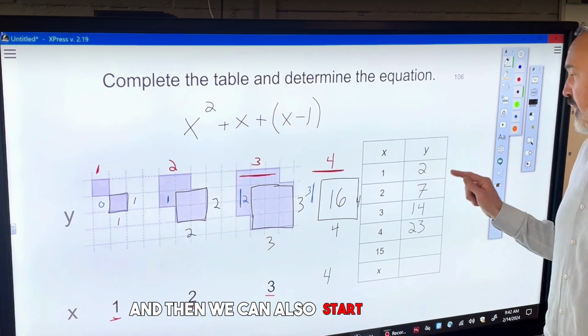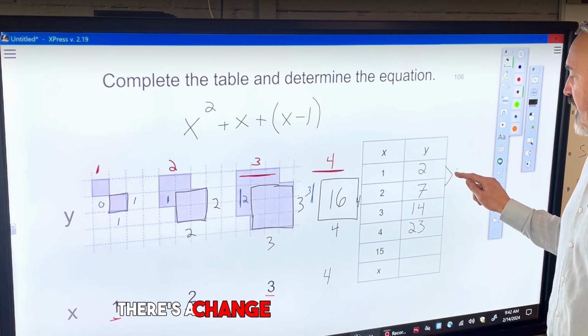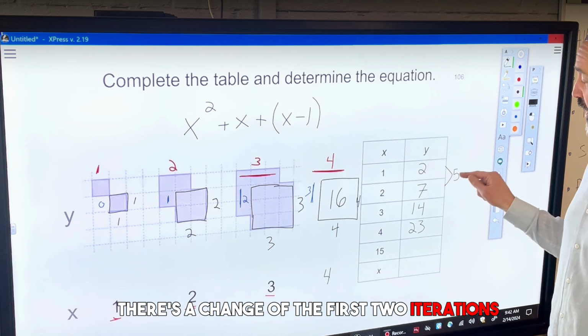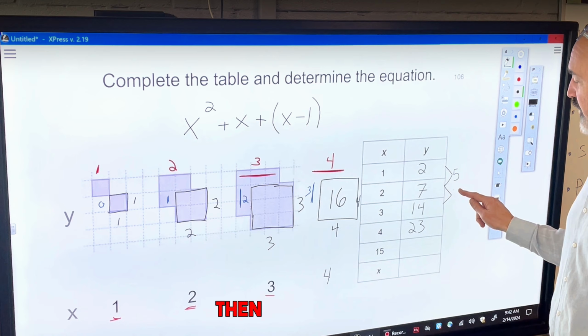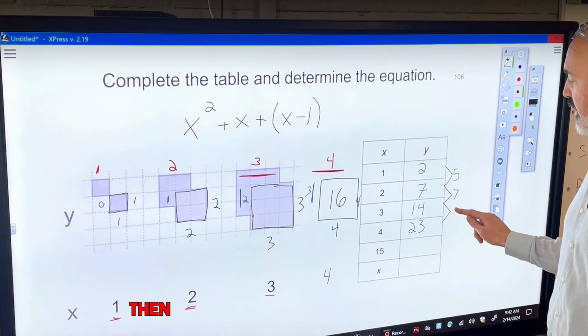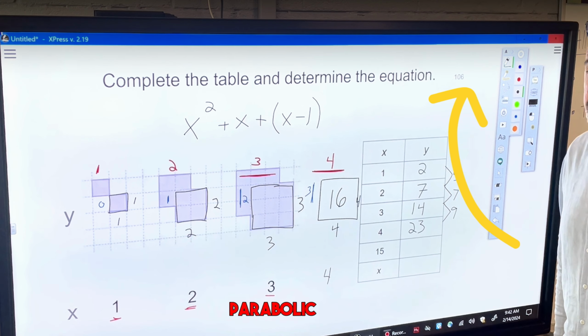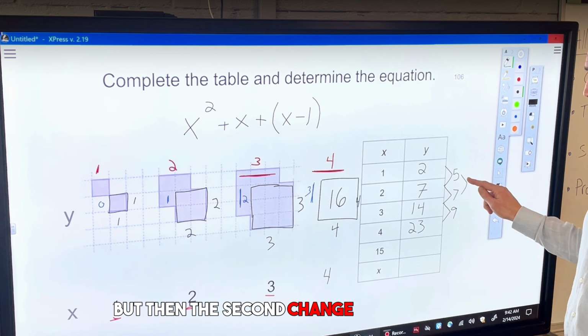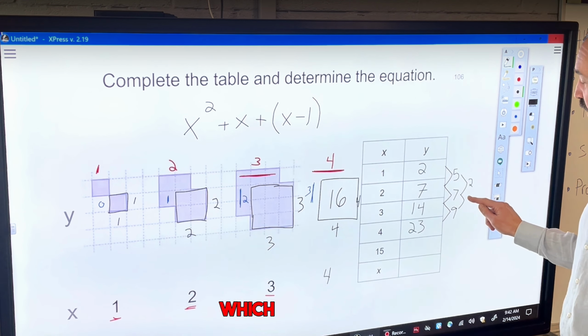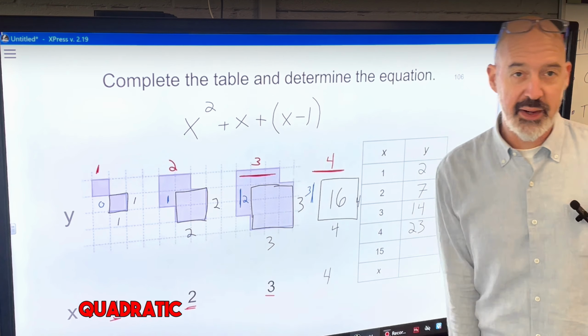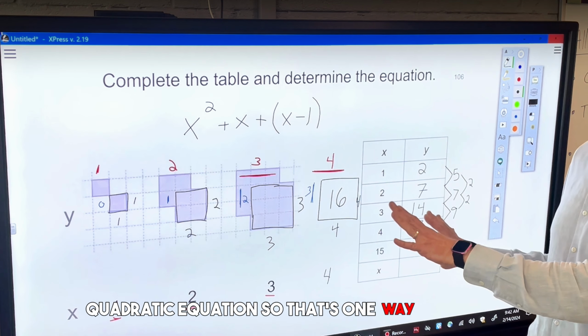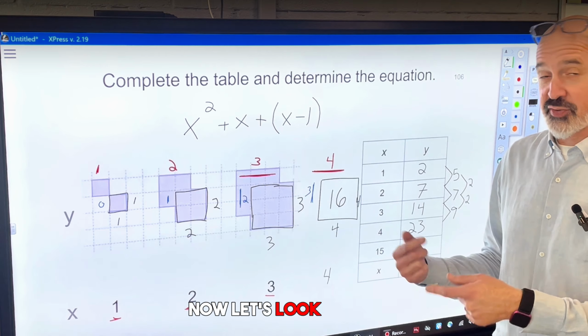And then we can also start to see in here, there's a change of the first 2 iterations. You got 5 more squares, then 7 more squares, then 9 more squares. So that's a growing parabolic pattern. But then the second change is by 2 every time, which identifies it as a quadratic equation. So that's one way to look at it. Now let's look at a second way.